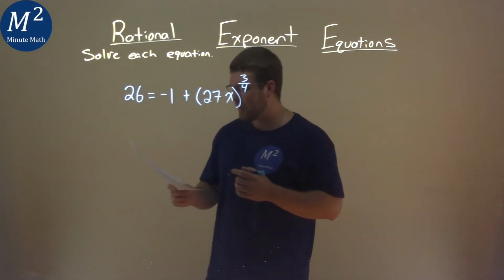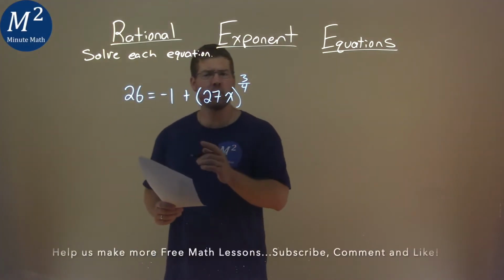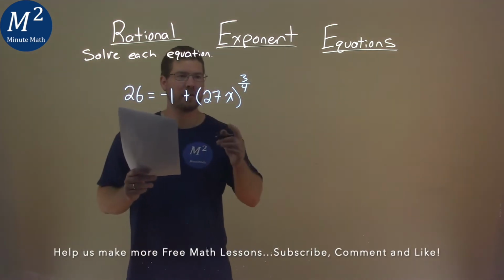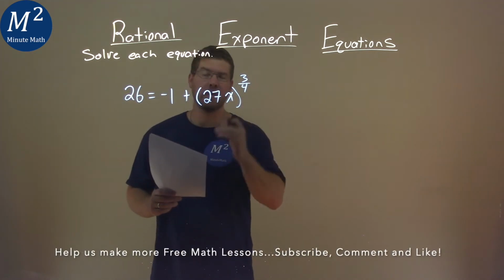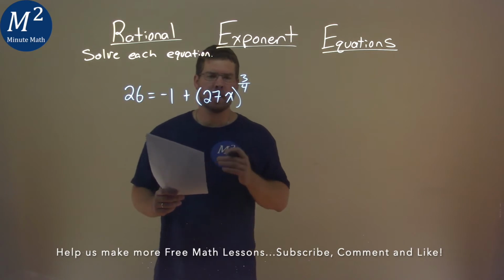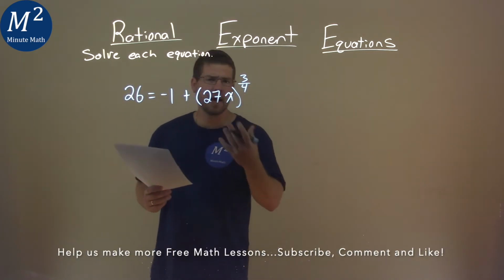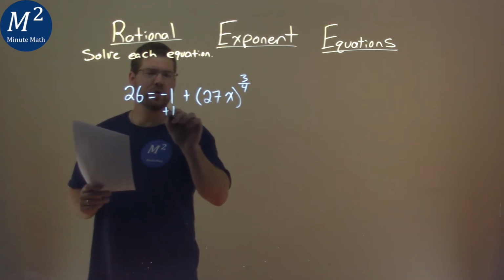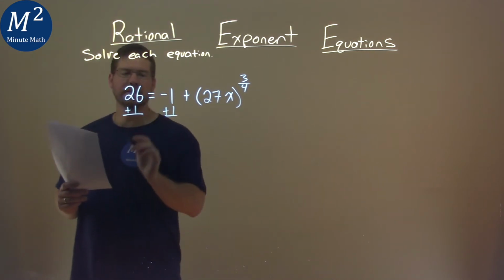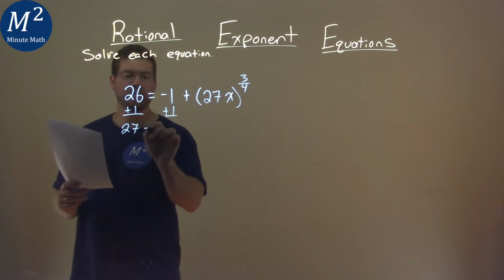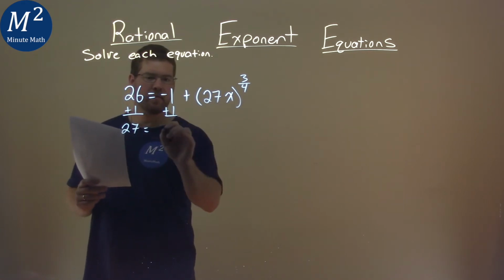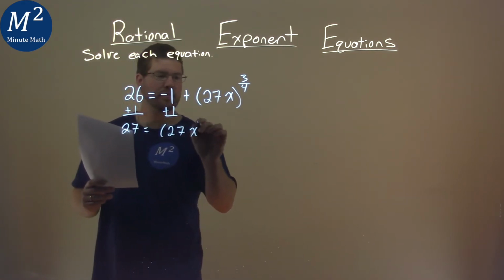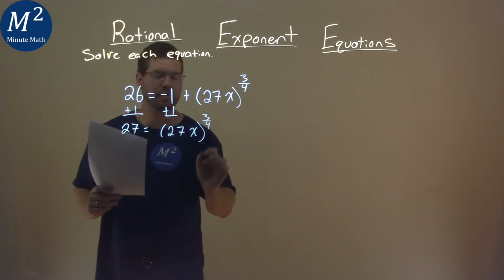We're given this problem right here. 26 equals a negative 1 plus 27x to the 3/4 power, and we got to solve this equation. Well, we're trying to get x by itself, and sometimes this can be a little tricky. We need to add a 1 first to both sides. Let's bring that over. 26 plus 1 is a 27. And then we bring down the other parts. 27x all to the 3/4 power.